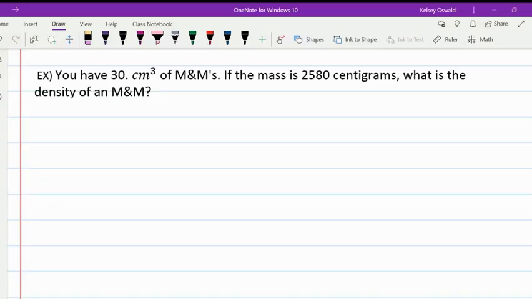Now we're doing calculations with density. In this example, we have my favorite candy, M&Ms. We have 30 centimeters cubed worth of M&Ms.